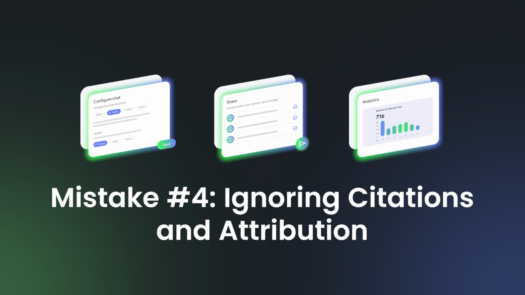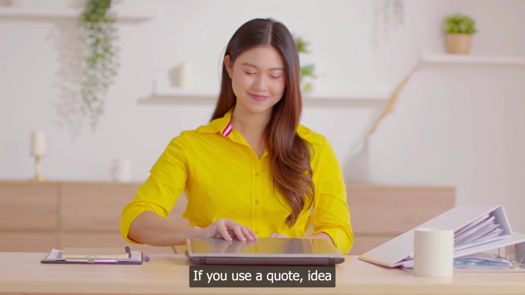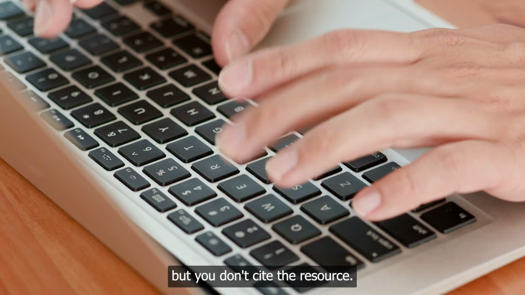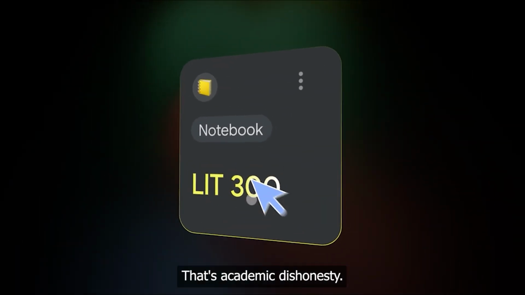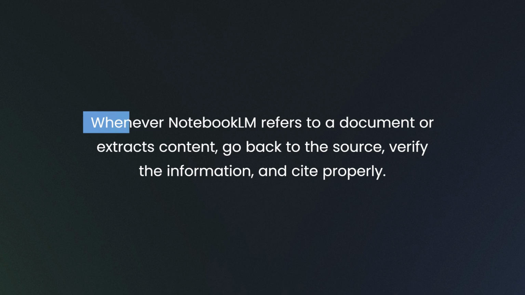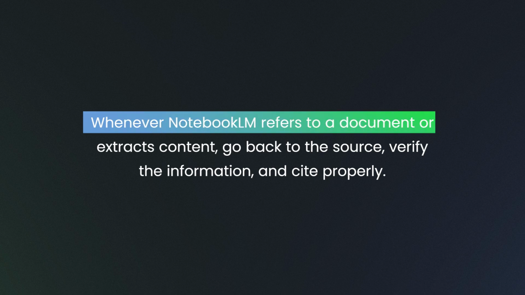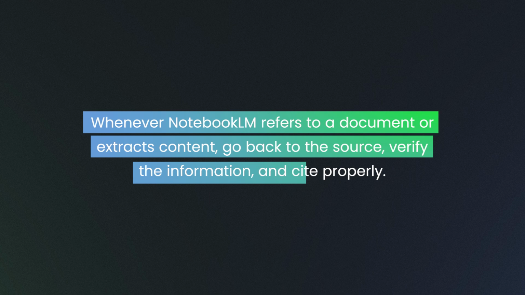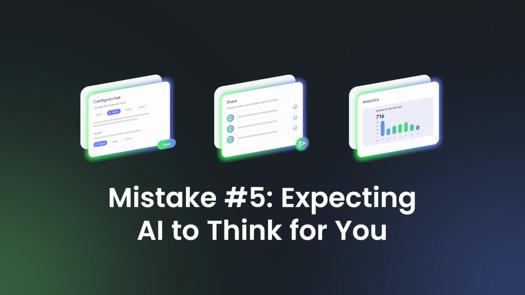Mistake 4. Ignoring citations and attribution. If you use a quote, idea, or summary that NotebookLM helped you find, but you don't cite the original source, that's academic dishonesty, even if it was unintentional. Fix it. Whenever NotebookLM refers to a document or extracts content, go back to the source, verify the information, and cite properly.